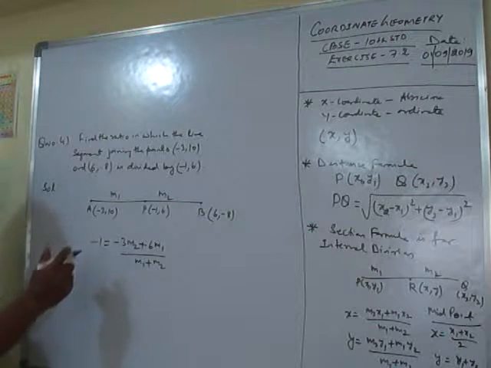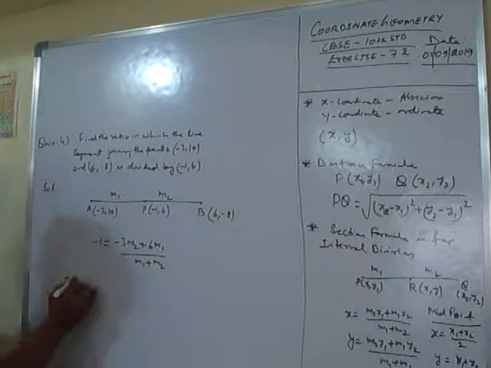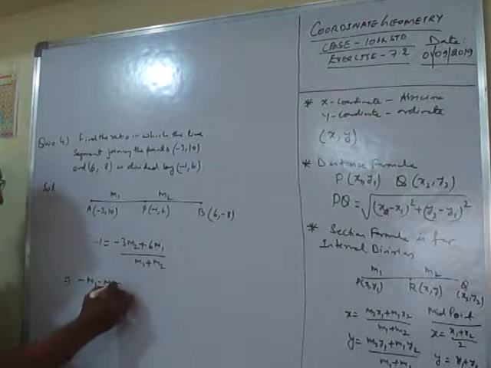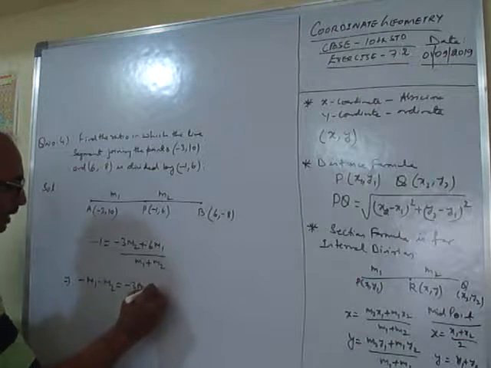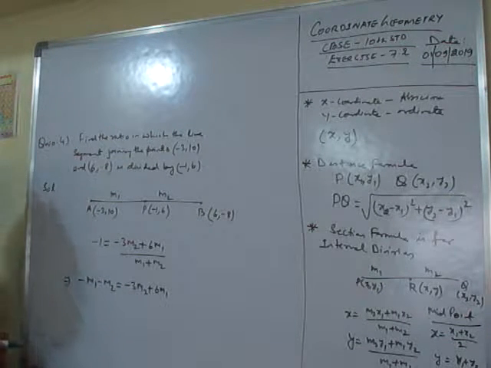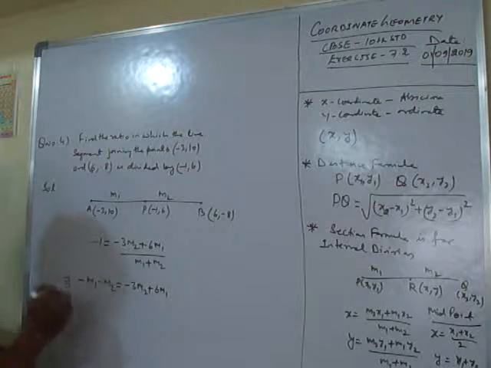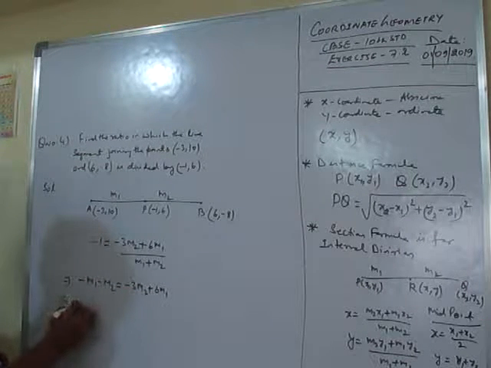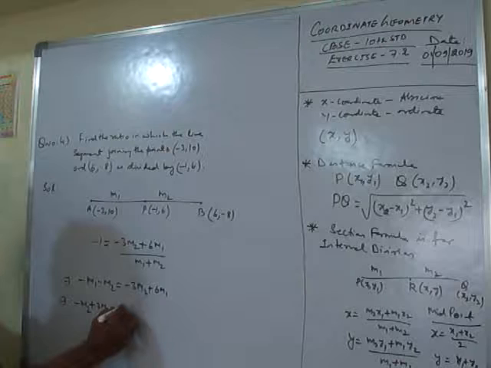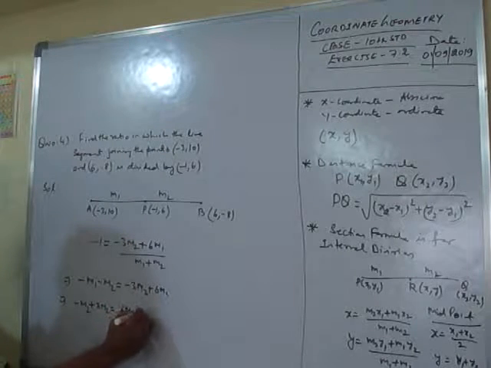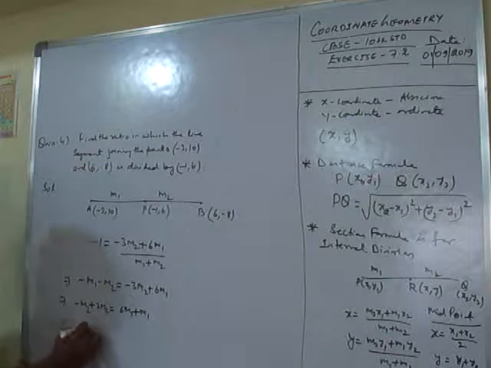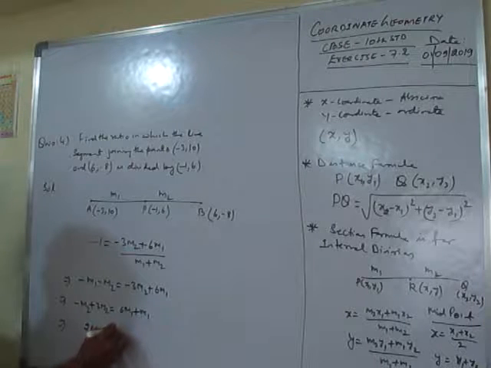Now further, on cross multiplication, we get minus m1 minus m2 is equal to minus 3m2 plus 6m1. Now we take m1 and m2 to the other side. So m2 comes to this side and m1 goes to that side. This side it becomes minus m2 plus 3m2, and on the other side 6m1 plus m1. Then it becomes 2m2 is equal to 7m1.